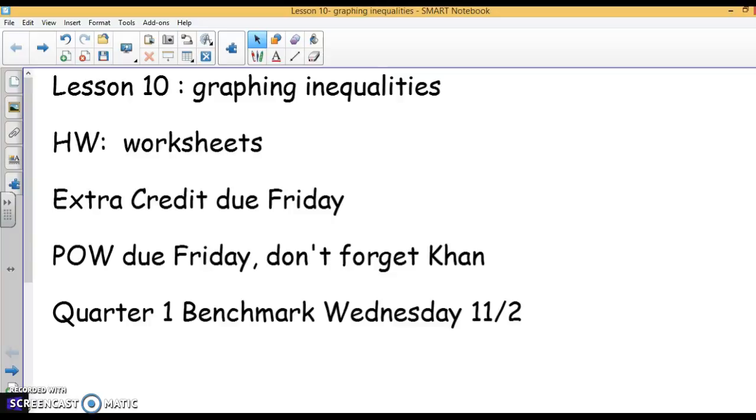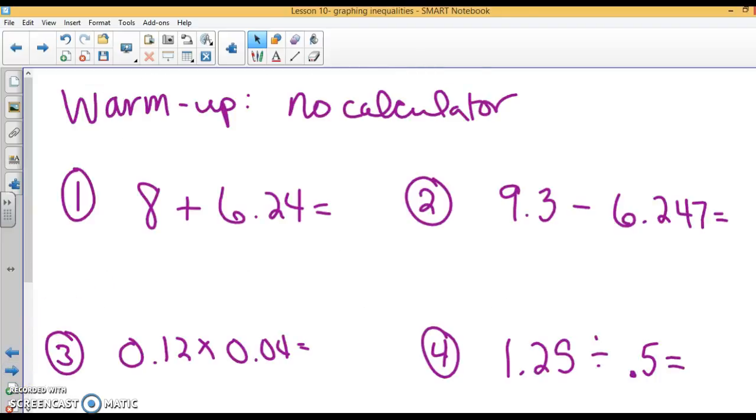All right, this is Pre-Algebra Unit 3, Lesson 10. We're starting inequalities. We've kind of finished up the equations part of this. This is on page 16 of your notes. Pause your video. Do these warm-up problems.